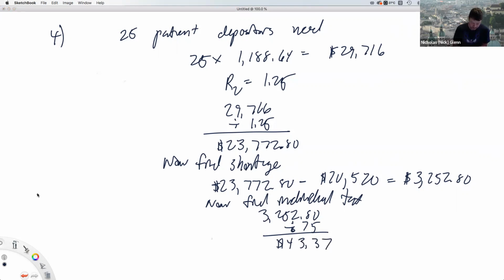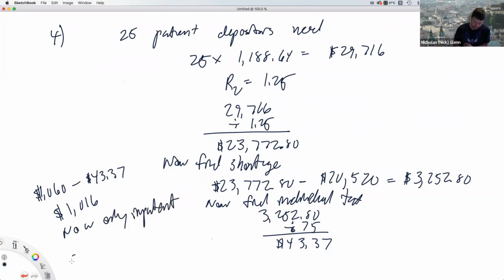So what does this mean that people receive in time period one here? We'll take the 1,060 that they were promised, take away the tax, $43.37, and this will leave them with $1,016. Okay. Well, so now it makes sense to leave your money in there unless you really need it here. Right. So now only impatient depositors will pull their money out.